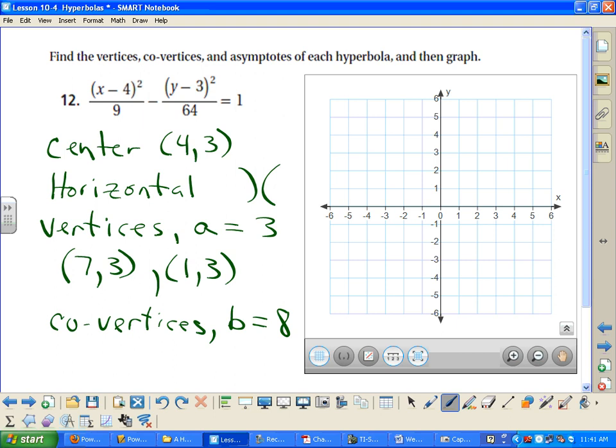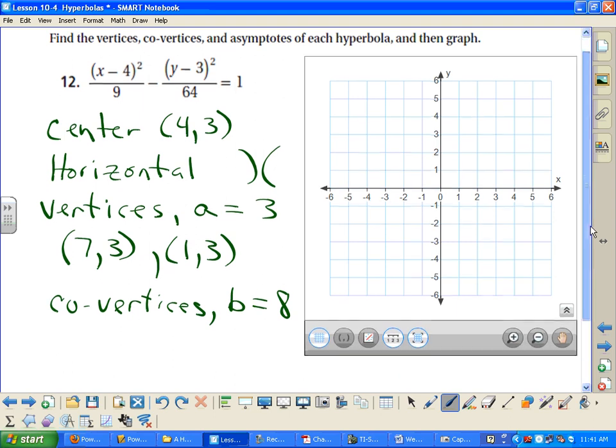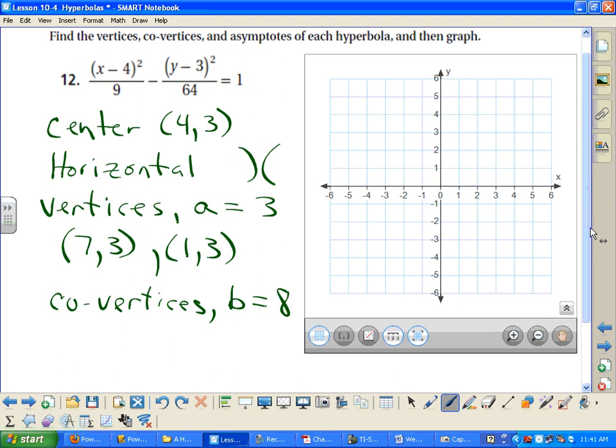For the covertices then, since that's y that's affected, from the y value of 3 in my center, I'm going to add 8 and subtract 8. So the x value stays the same at 4. If I take 3 minus 8, I get negative 5. If I take 3 plus 8, I get 11. So let's look at that graphically then.